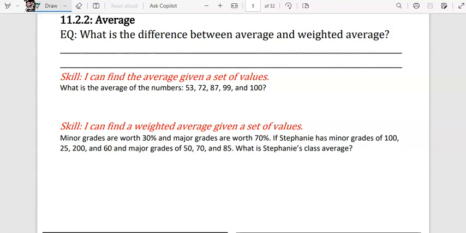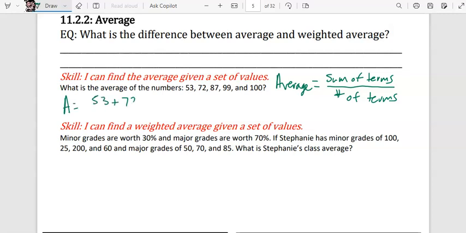First, we need the formula for average. To find the arithmetic average, you find the sum of the terms and divide it by the number of terms. Let's go ahead and do that here. So A equals 53 plus 72 plus 87 plus 99 plus 100, all divided by the number of terms. 1, 2, 3, 4, 5. There's 5 things here, so there's 5 terms. We're going to divide by 5.